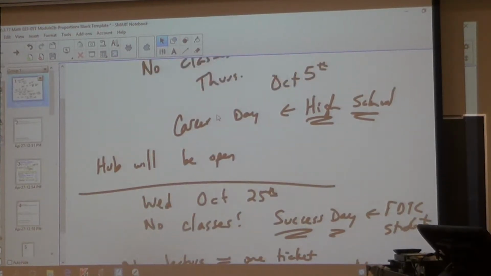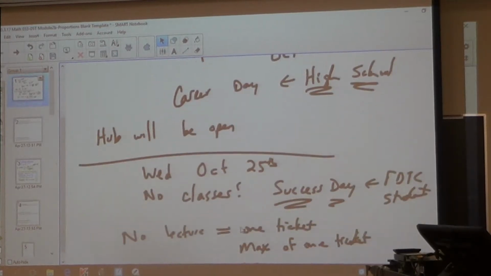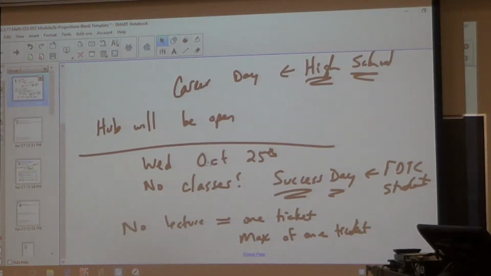Hub will be open this week, so if you're saying, I'm not doing Alex because I don't have a calculator or don't have internet, Hub will be open this Thursday, so you can come to class. The tutoring room beside the hubs, they do have calculators on the computer and they do have tutoring, so you can come in there and work and knock some stuff out. Wednesday, October 25th, there will be no classes, but the hub will be closed that day. So we don't have classes that day.